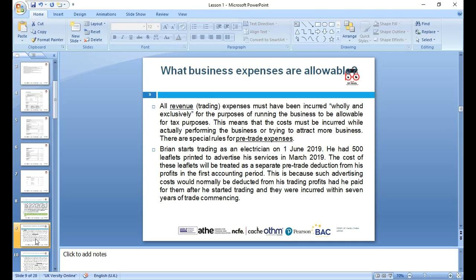Yeah, so we can claim. We can go back up to 5 years of expenses to claim if we want to claim.